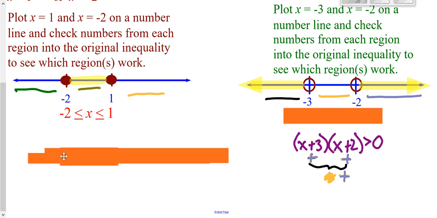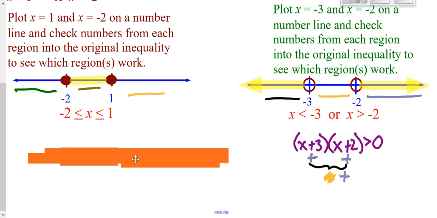So now I have two totally separate regions in my number line that work, so I need to write it as two totally separate inequalities. So I've got to be less than -3, so x is less than -3. And I've got to be greater than -2, so I go or x is greater than -2.